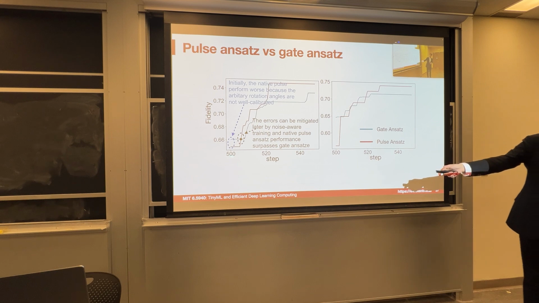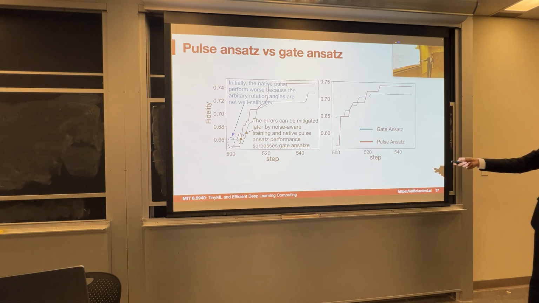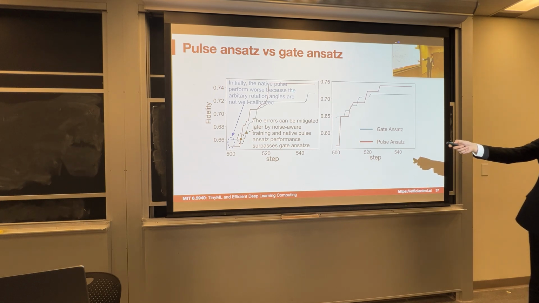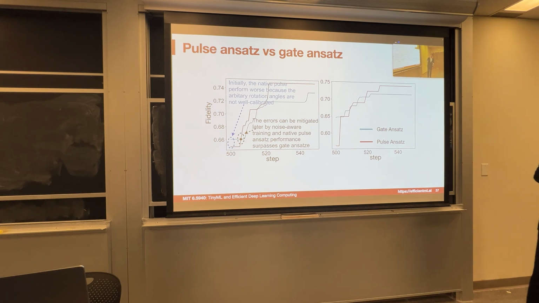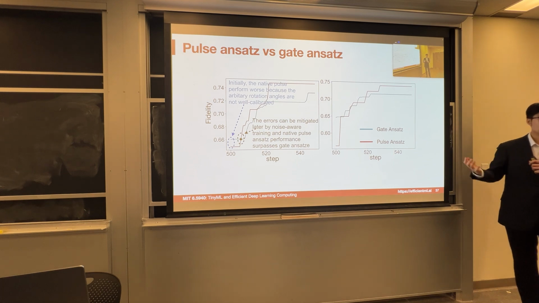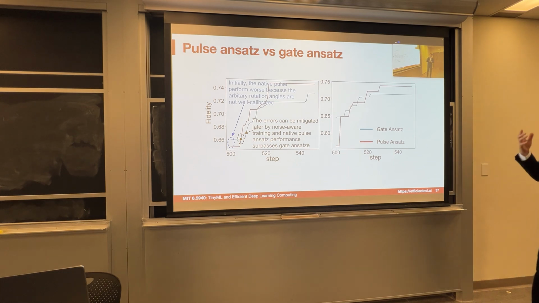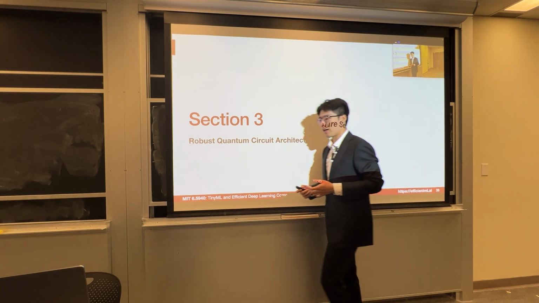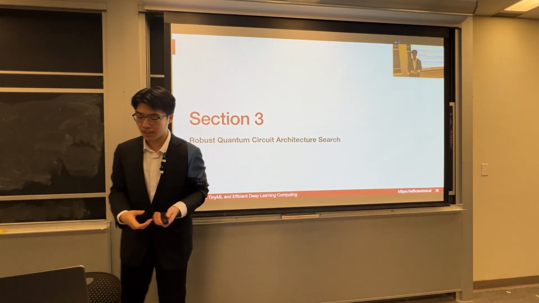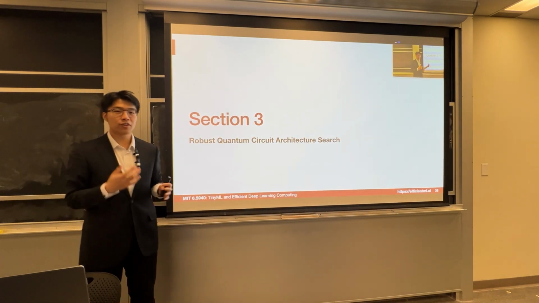But after we train for a large number of steps, we can see that finally the pulse level onset will outperform the gate level. That is because all the errors we introduced can later be reduced by the gradient-aware training. Because pulse level onset has a shorter duration, the final performance will still be better than the gate level performance. Okay, so that's for the training of the encoding of the initial state, right?